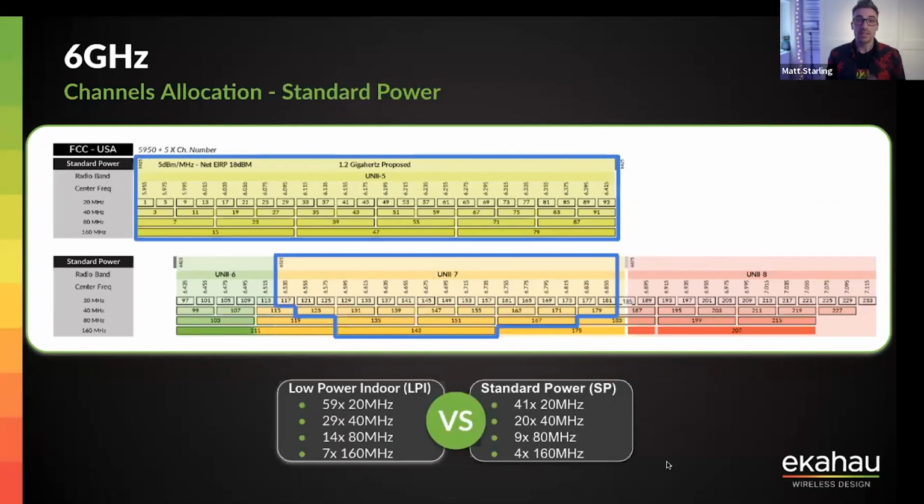How about the standard power now? So the SP that Mac was talking about just a few moments ago. The key thing here is that with standard power, we only use the Uni 5 band and the Uni 7. We're not leveraging Uni 6 and Uni 8. So instead of having 59 non-overlapping 20 megahertz wide channels, it goes down to 41. For 40 megahertz wide, it's 20. 80 megahertz wide is 9, and then 160 megahertz wide is 4.